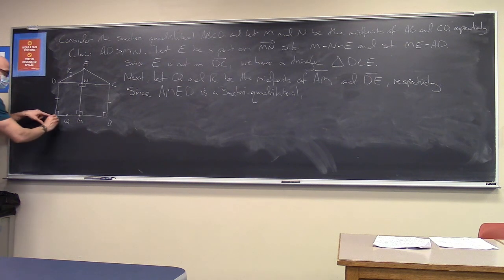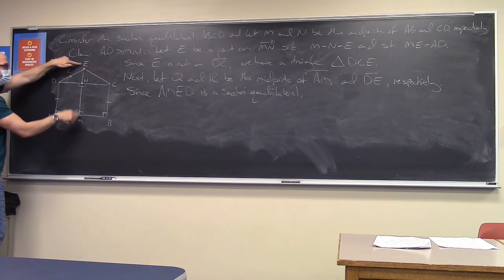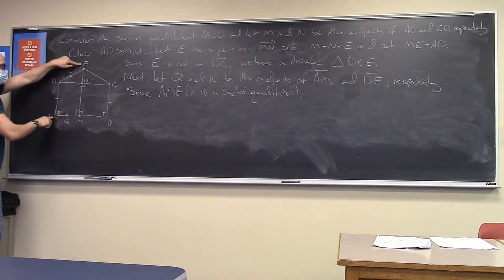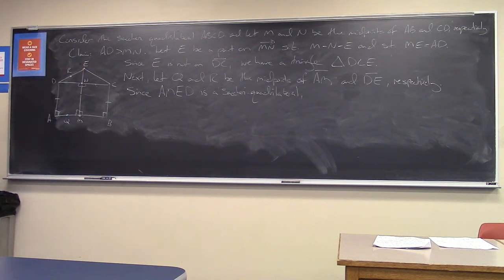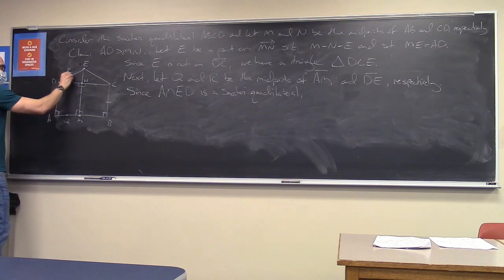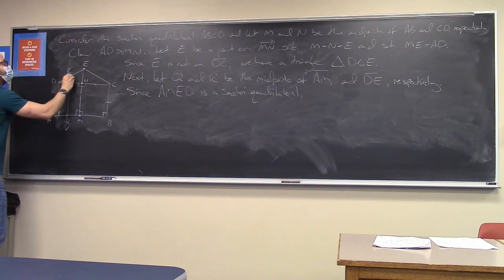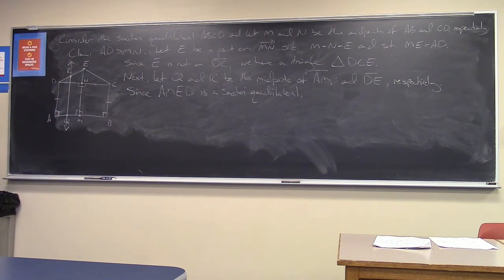do you believe that? AM, here's my base, I have two right angles on the base, and we constructed E so that ME is the same length as AD. So these two sides are the same length, which means AMED is indeed a security quadrilateral. And that means that QR is a perpendicular bisector of AM and DE.